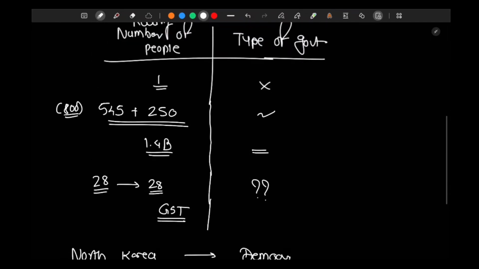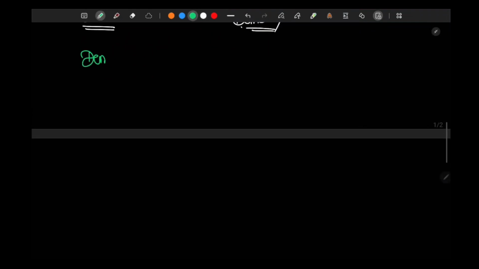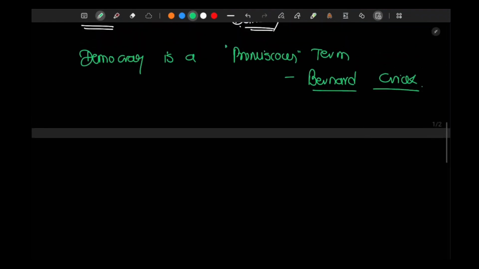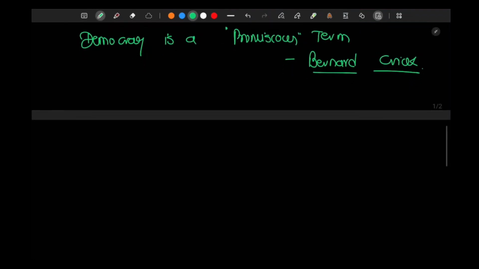So when there are multiple interpretations of democracy, there is no singular meaning behind democracy. What I will say is that democracy is a promiscuous term, as explained by Bernard Crick. Why is democracy a promiscuous term? Because there are multiple models which exist.